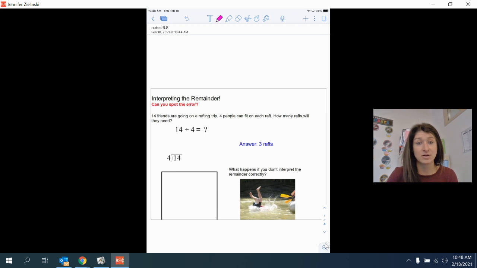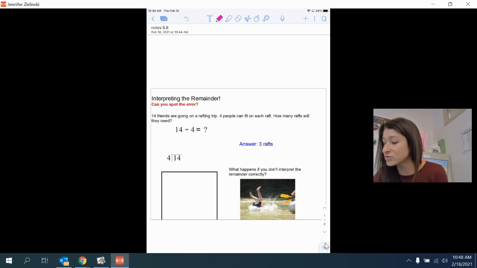14 friends are going, so you're going to think about finding the error in this problem. 14 friends are going on a rafting trip. 4 people can fit on each raft. How many rafts will they need? So I want to picture myself going on a trip with my friends and I'm using rafts and I want to make sure that we have enough. So let's take a look.